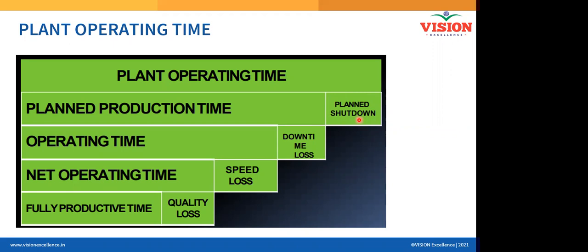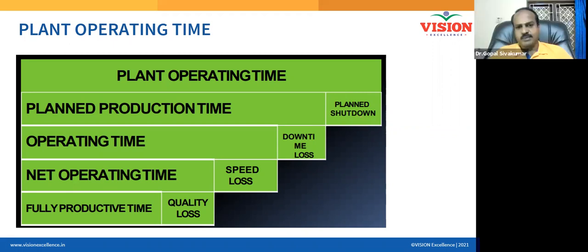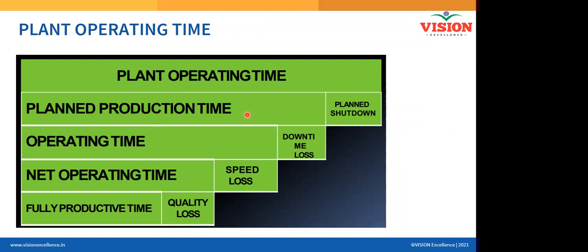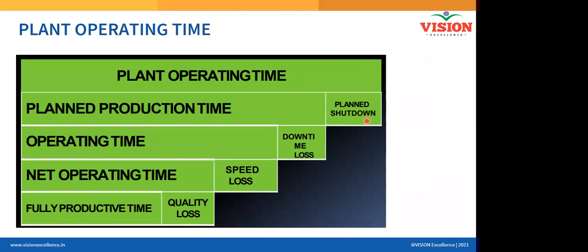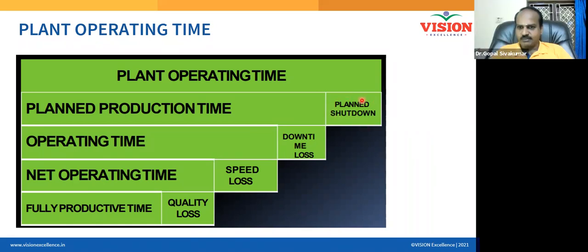So what is the planned production time? Plant operating time is 8 hours. But what is planned production time? 6.5 hours. Only 6.5 hours you are going to run your factory and you are going to produce output. Do you now understand what is the difference between plant operating time and the plant production time? Yes, sir. You also understand what is planned shutdown?